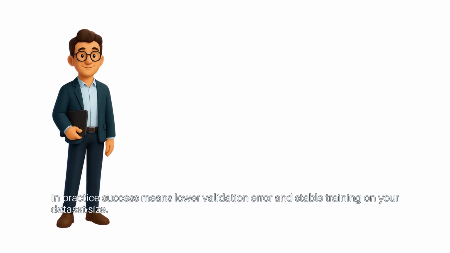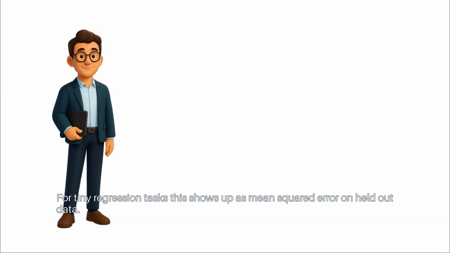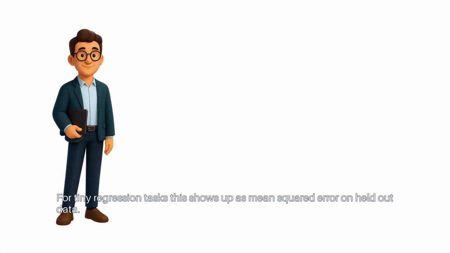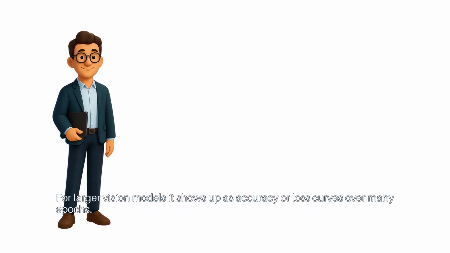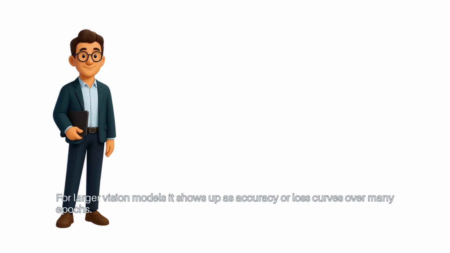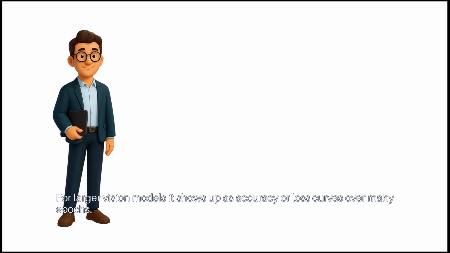In practice, success means lower validation error and stable training on your dataset size. For tiny regression tasks, this shows up as mean squared error on held-out data. For larger vision models, it shows up as accuracy or loss curves over many epochs.